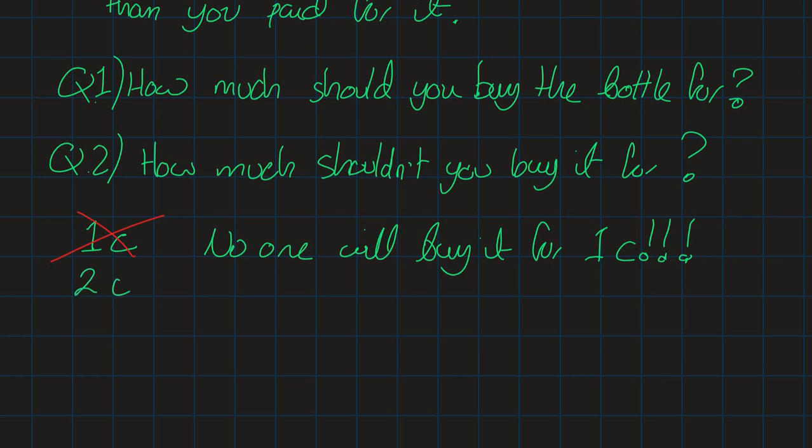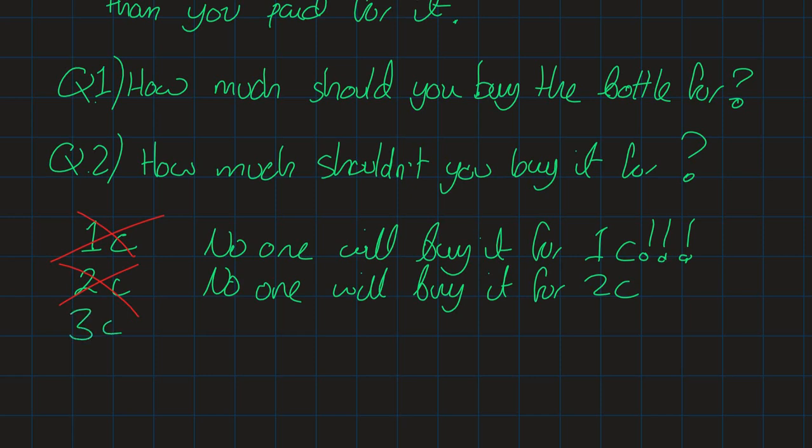2 cents. Should you buy it for 2 cents? Well, if you buy it for 2 cents, you then have to sell it for 1 cent. But we just concluded that no one is going to buy it for 1 cent. So if you buy it for 2 cents, you're stuck with it. No rational person would want that. So no one will buy it for 2 cents, because you can't find anyone to sell it to.